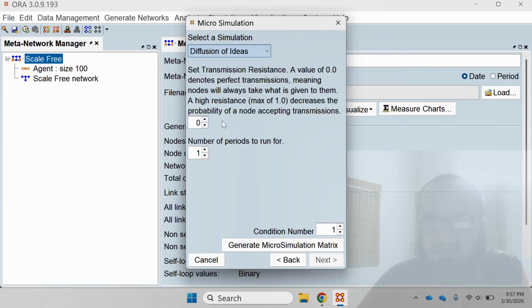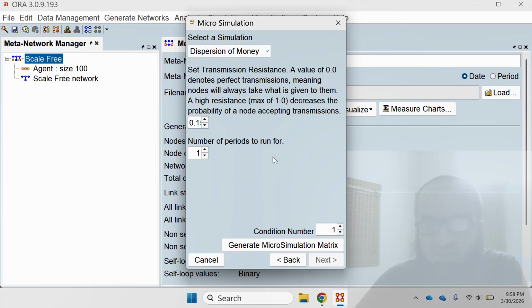And there is the resistance. A high resistance decreases the probability of a node accepting transmission. The resistance by default is 0, but we can set it to any value between 0 and 1. It means, for any diffusion instance, what is the probability that the diffusion will not take place. If it is diffusion of money, which is more relevant for the course we are studying, then any transfer of money from one node to another will be probabilistic. So 70% of the time the transfer will take place, but 30% of the time it will not. This is something we can set. I set it to, say, 0.1.